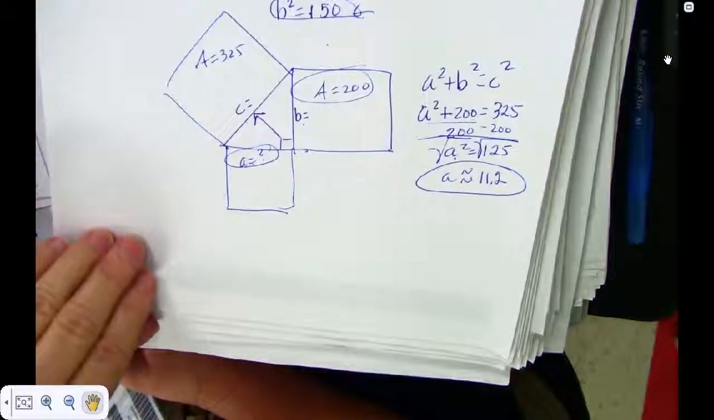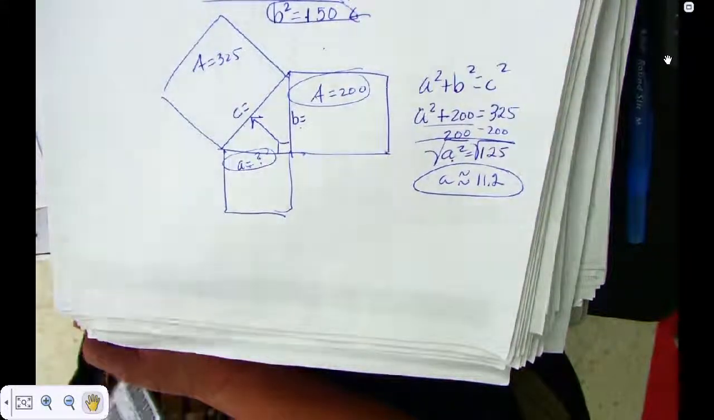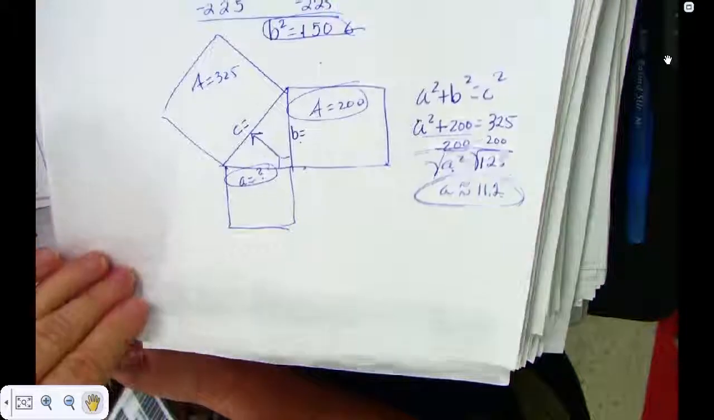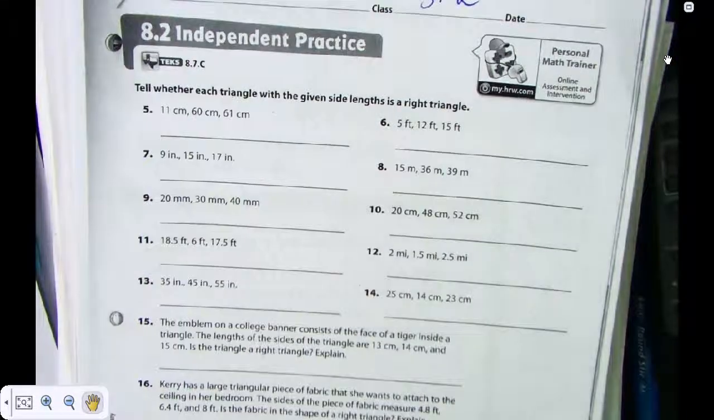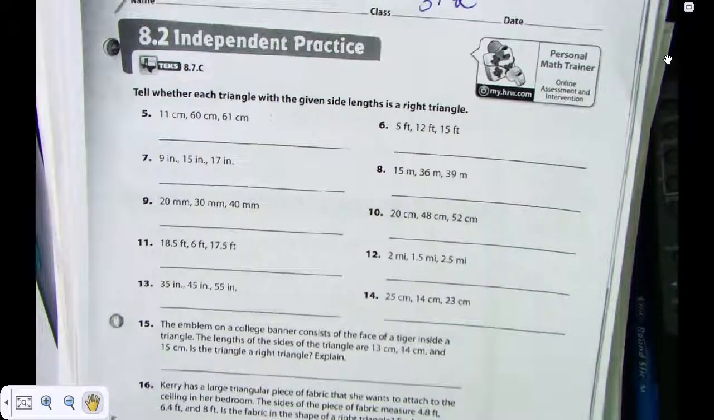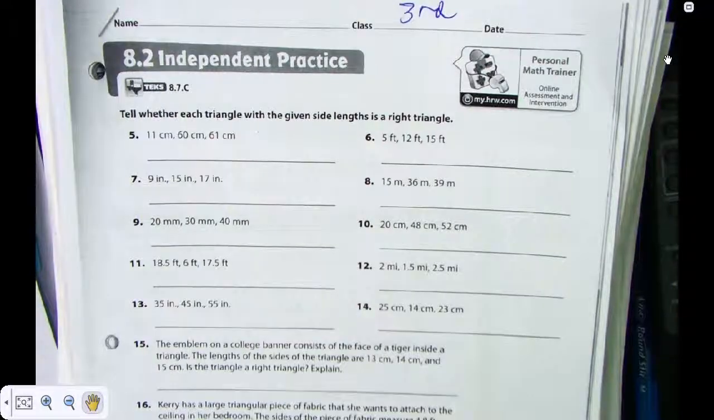Okay, anybody have a question about this? Okay, look at page 231. Okay, look at number 5. What did the directions say? Is it a right triangle? Who has a suggestion on what we could do here?